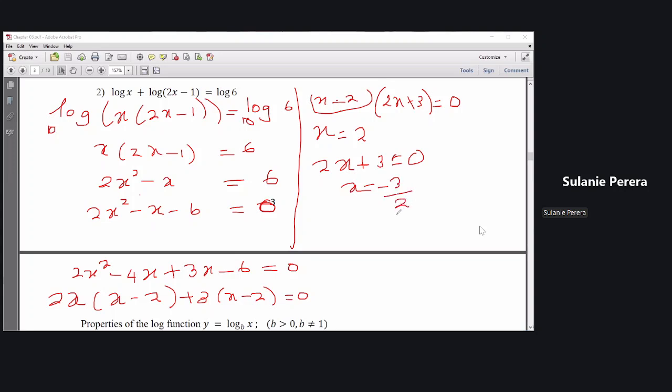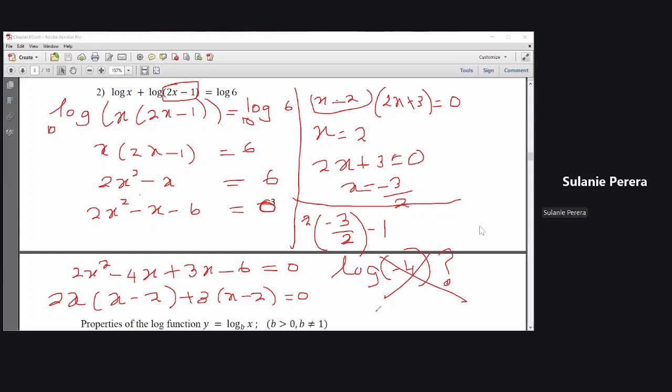Now when you have a negative answer, you have to be careful. If I plug in minus 3 over 2 over here, 2 times minus 3 over 2 minus 1, so I get log minus 4. Is log minus 4 defined? No. Log is not defined for negative values. So this can't be an answer. x equals minus 3 over 2 can't be an answer because log is not defined for negative values. So the only answer is x equals 2.